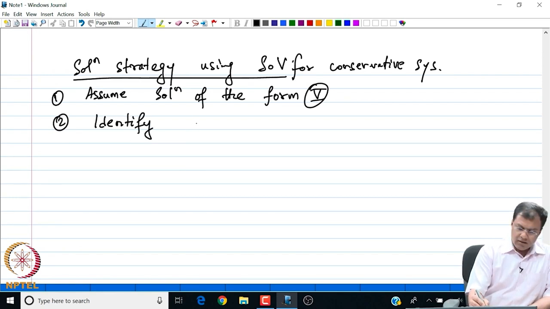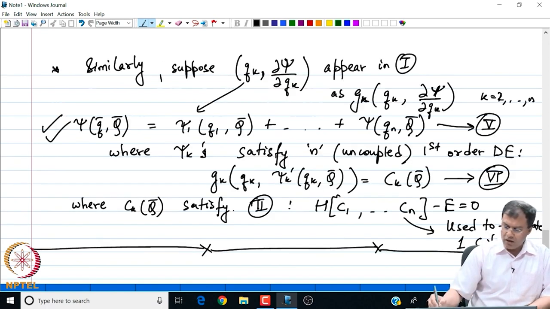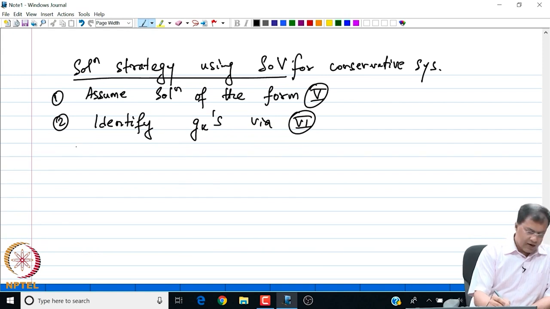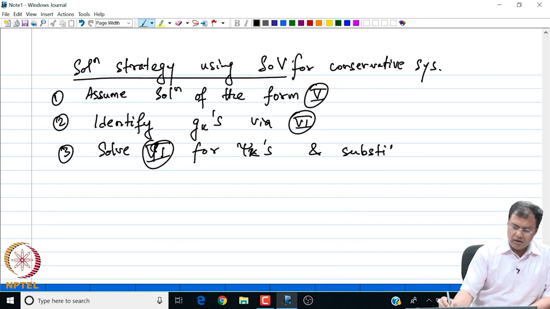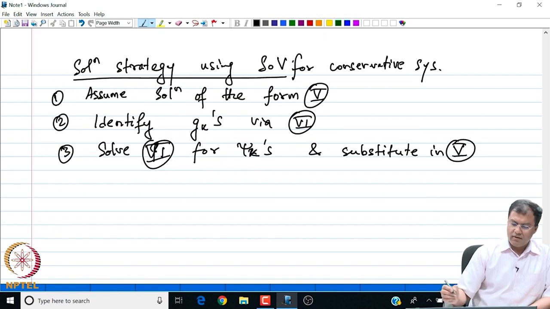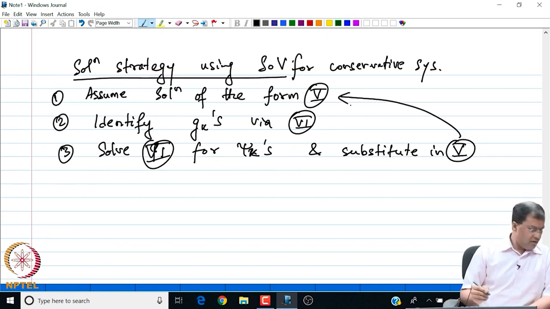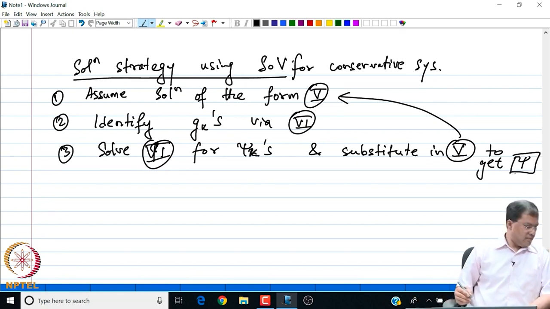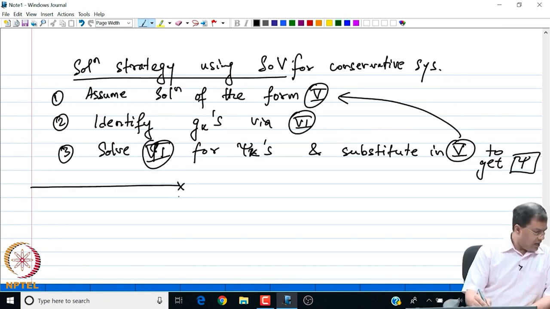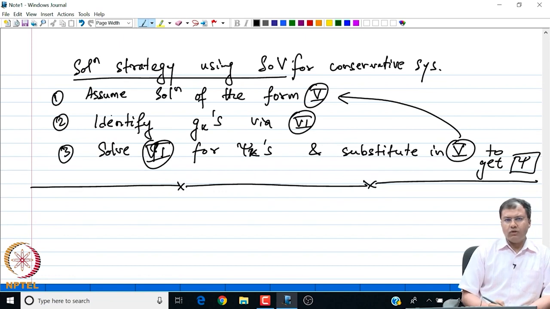identify the g k, the functional dependence of the q i's via 6, right. So, again going back, 6 is this quantity, this setup. Okay. So, going back now. Once we have identified the g k, we solve 6 for the psi k's and substitute in our equation 5 here to get our generating function psi, which is what we are after, right, which is the solution of the reduced Hamilton-Jacobi equation.